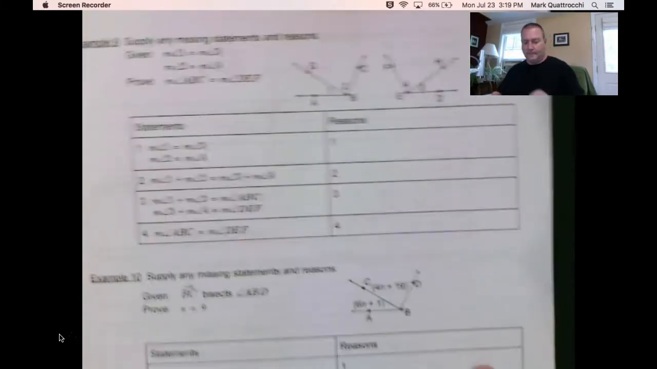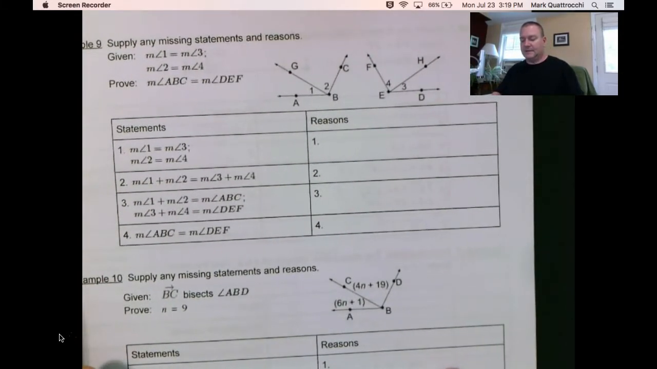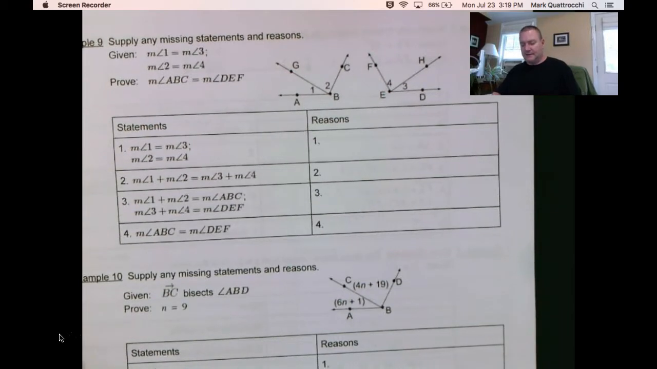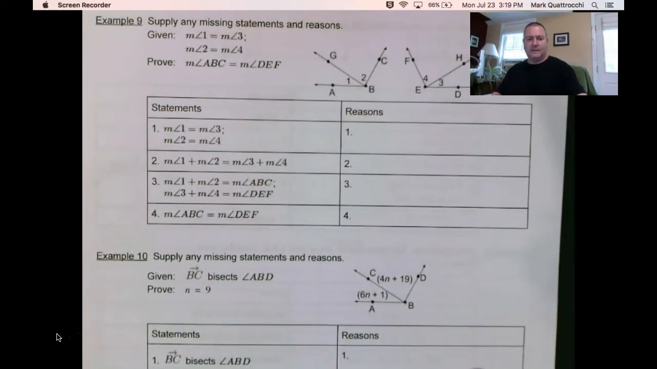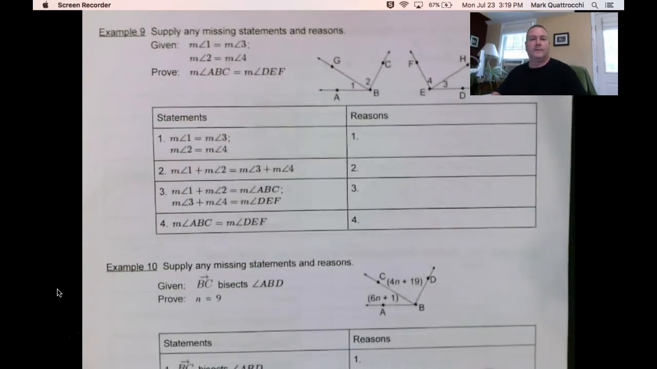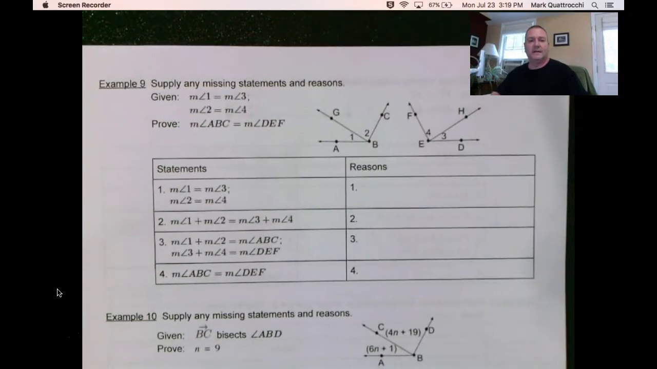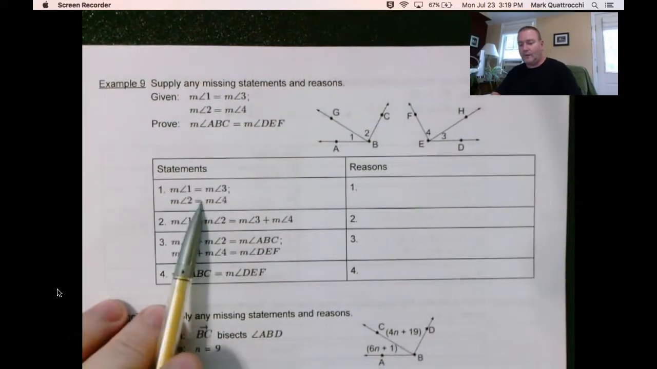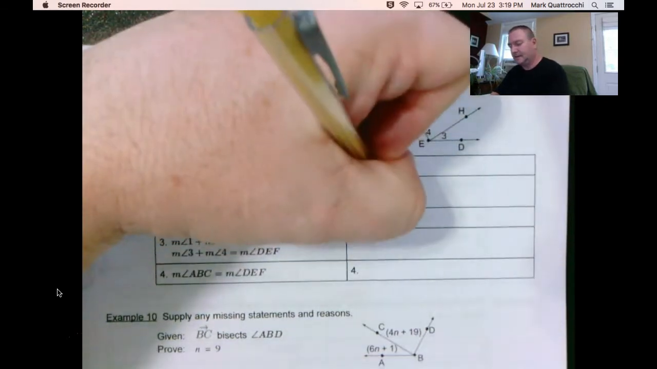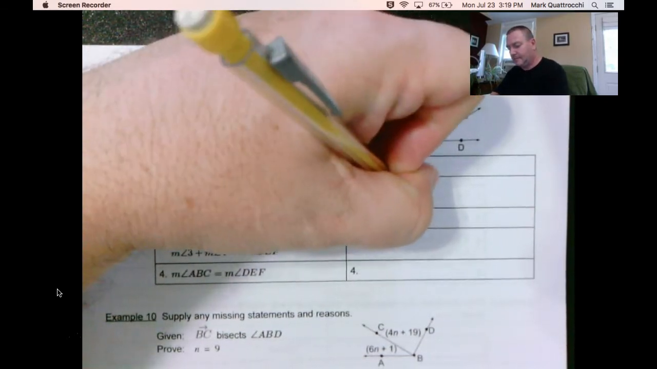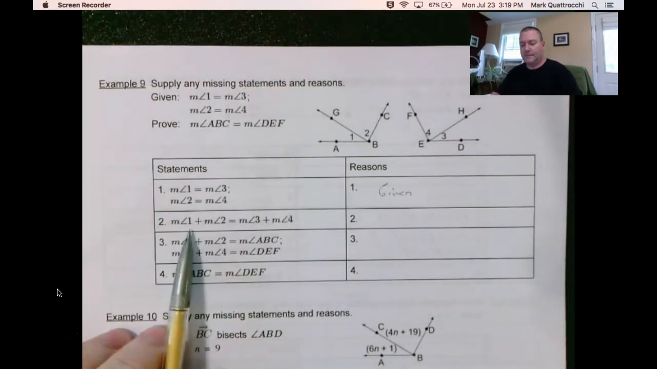Example 9. Supply any missing statements and/or reasons. In this case, they're all reasons. So they're all reasons that we're supplying in example 9. Simple reason for statement 1 is that it's given. That was an easy one.